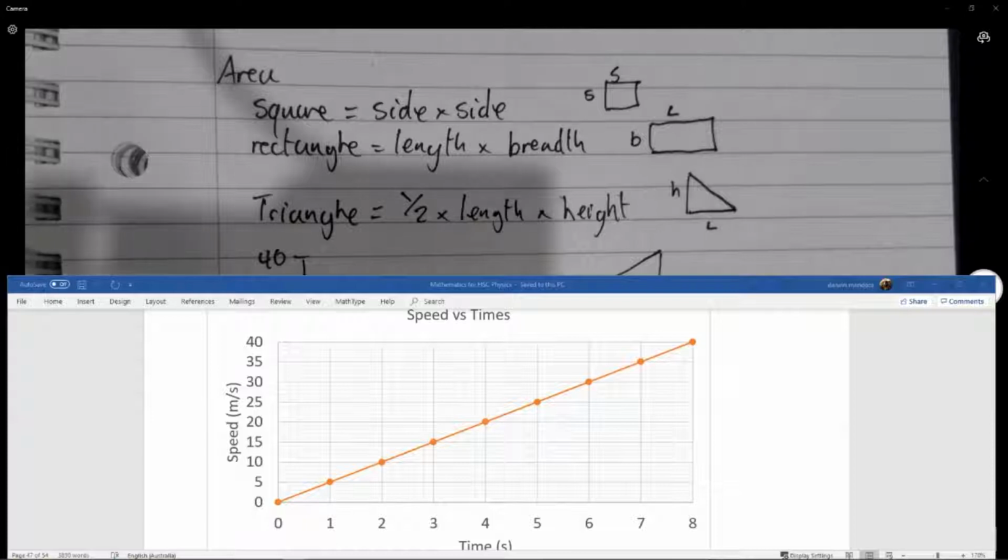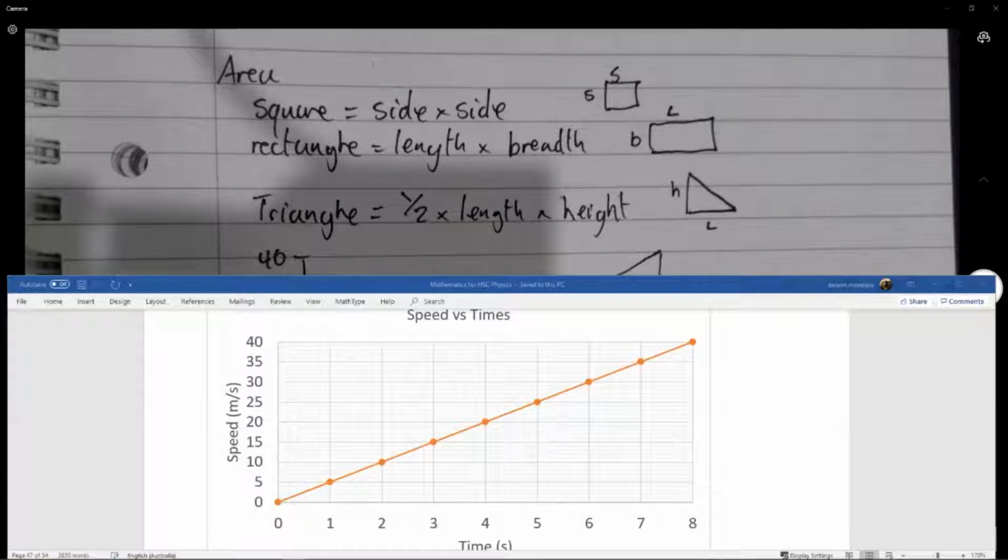Hi everybody, I want to show you guys how to calculate the area beneath a graph. The reason why we calculate the area beneath a graph is that sometimes it tells us about a specific quantity. So here we've got a velocity versus time graph, with velocity on the vertical axis and time on the horizontal axis.